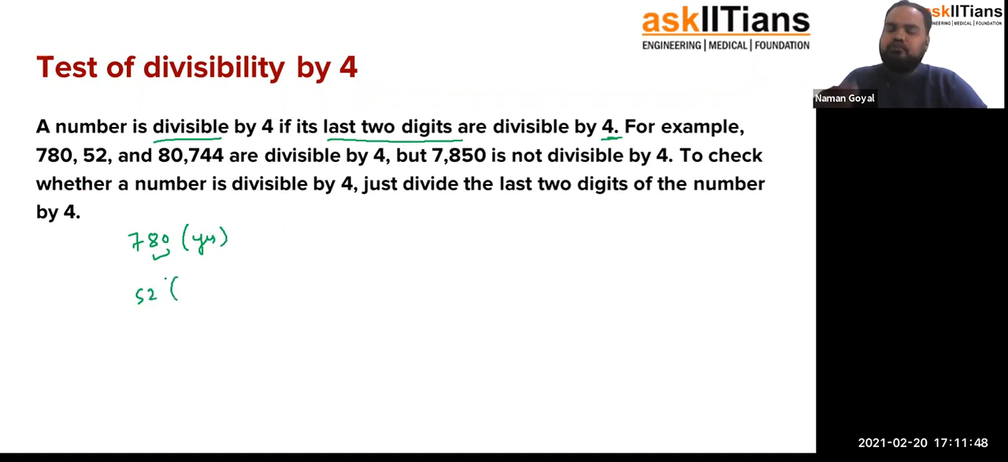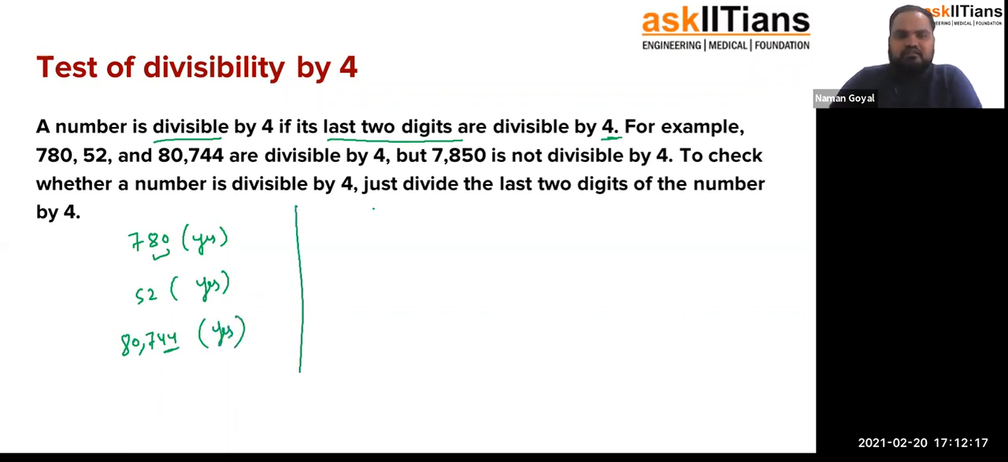For 52, it is the only two digit number, so we can check 52 easily. Yes, 52 is divisible by 4. Now if the number is 80744, the last two digits are 44. 44 is a number which is divisible by 4, 11 times, right? 11 into 4 is 44. So we can say that yes, it is divisible by 4. Are you getting my point?